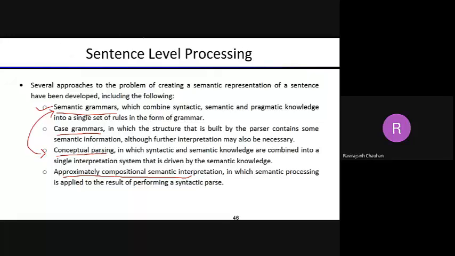We will consider not just syntax, we will consider syntax plus semantic plus pragmatic knowledge into the rules that we generated. We will define that in the same rules. So when you do parsing, for that you need conceptual parsing. In that we will not just consider syntax, we will consider semantic knowledge also into the single interpretation system, right?